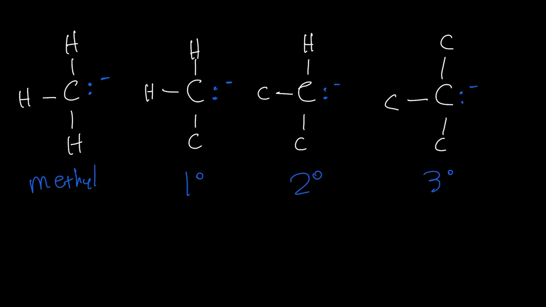Now, which of these carbanions is more stable? Is the methyl more stable or the tertiary carbanion more stable? You need to know that the methyl is going to be the most stable one. The second most stable is going to be the primary carbanion, and then the secondary and tertiary are going to be the least stable. So the fewer carbons you have around a carbanion, the more stable it is going to be.